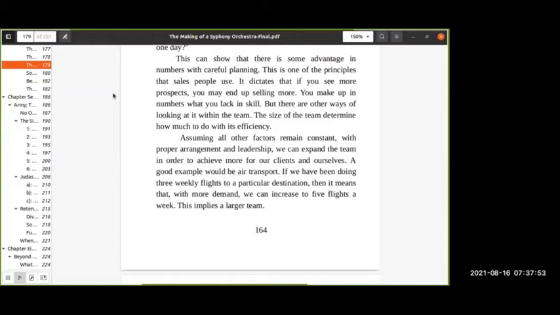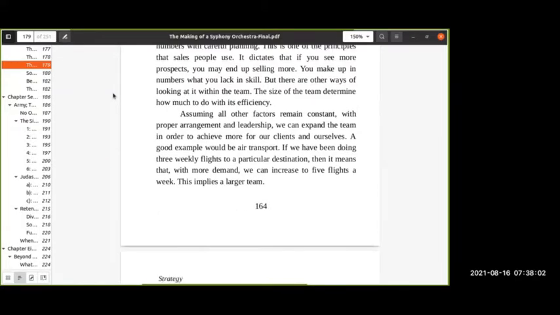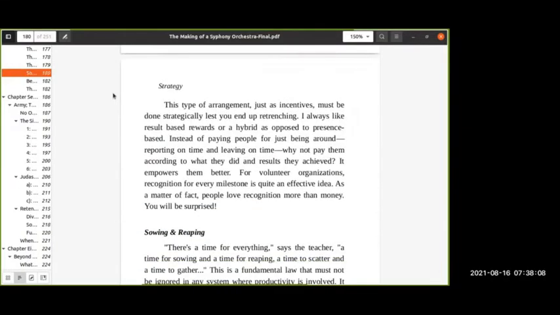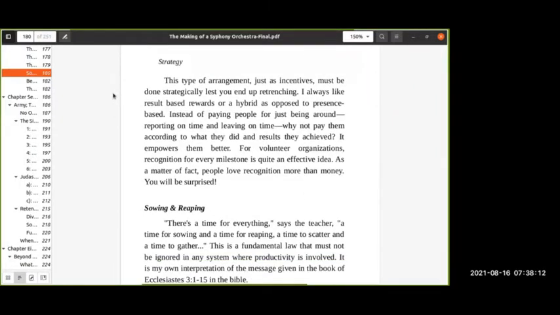A good example would be air transport. If we have been doing 3 weekly flights to a particular destination, then with more demand, we can increase to 5 flights a week. This implies a larger team. This type of arrangement, just as incentives, must be done strategically, lest you end up retrenching.